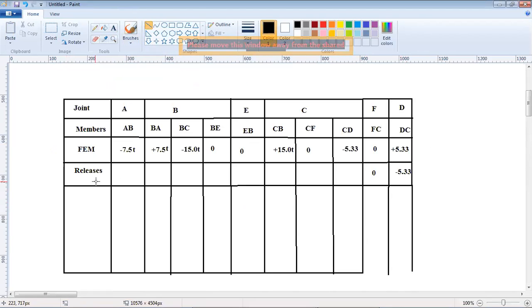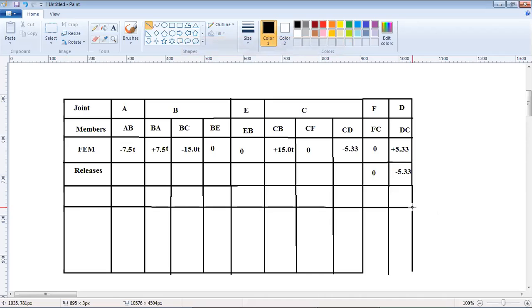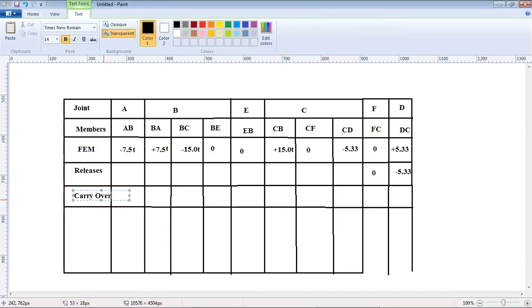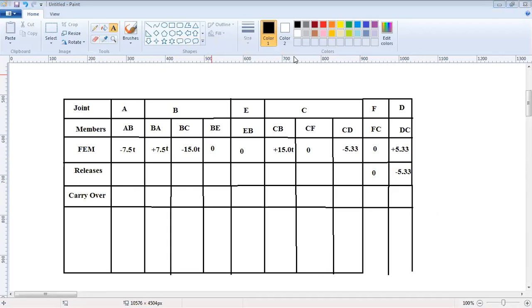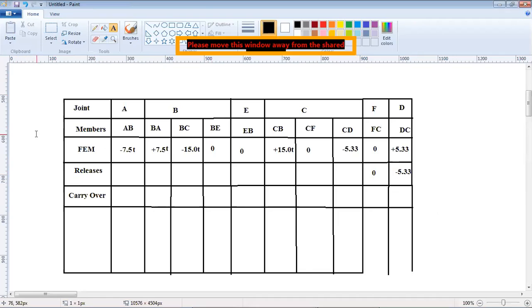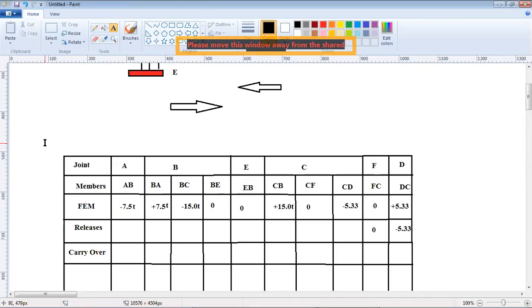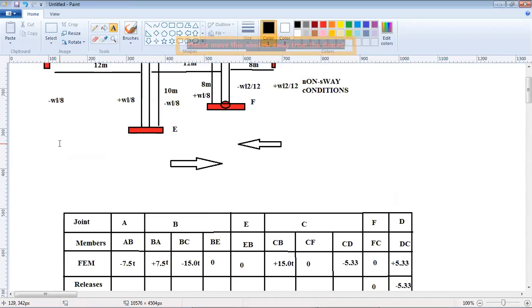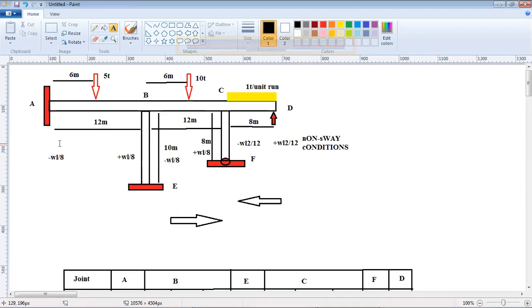So what do we get after doing the release? What do we do after that? Carry over. We do the carryover of the release only. Now the release has happened only actually at D. At F it's 0. So at D, when the release was minus 5.33, where will the carryover moment go? Somebody? To which support will the carryover go?